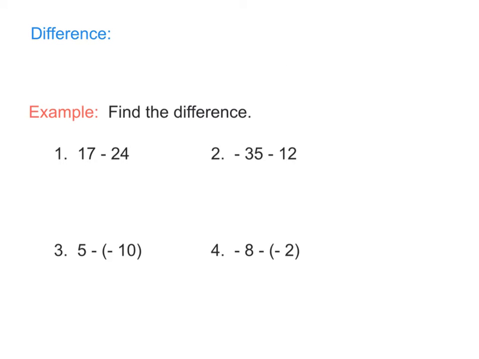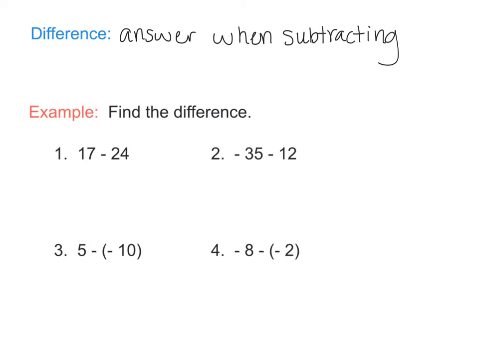All right, so now finding the difference between integers. Remember, difference is our vocabulary word for the answer when we do subtraction. All right, so for our examples down here, we have 17 minus 24. Now, whenever you have a minus sign like that, we are going to be doing subtraction, and the number that we are minusing is bigger. 24 is bigger than 17, which means that our answer is going to be negative.